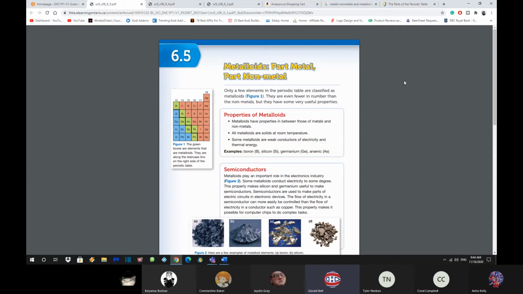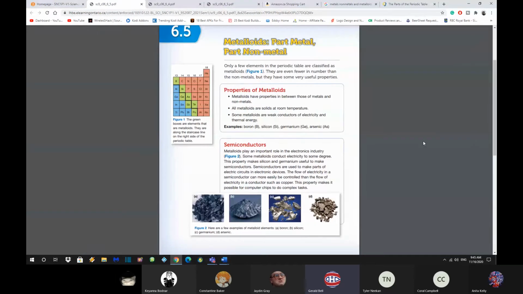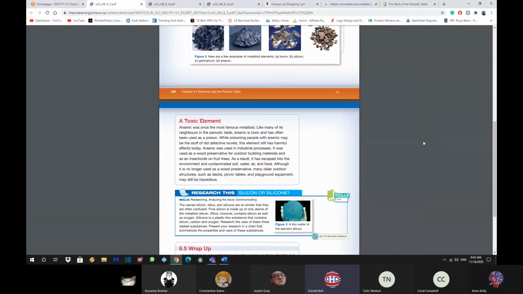Semiconductors. Metalloids play an important role in the electronics industry, figure 2. Some of the metalloids conduct electricity to a degree. This property makes silicon and germanium useful to make semiconductors. Semiconductors are also used to make parts of electric circuits in electronic devices. The flow of electrons in a semiconductor can more easily be controlled than the flow of electricity in a conductor such as copper. This property makes it possible for computer chips to do complex tasks.